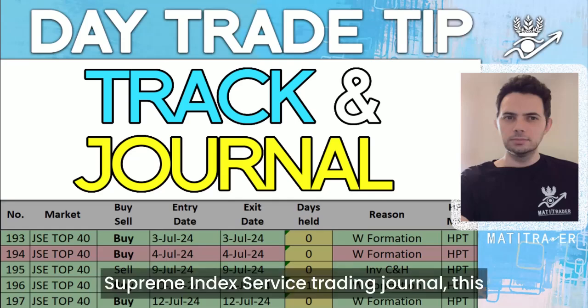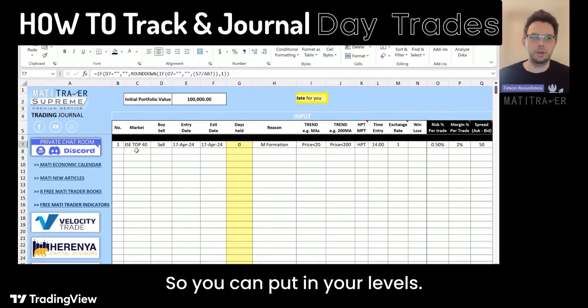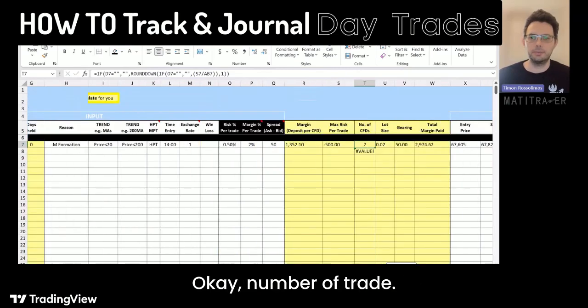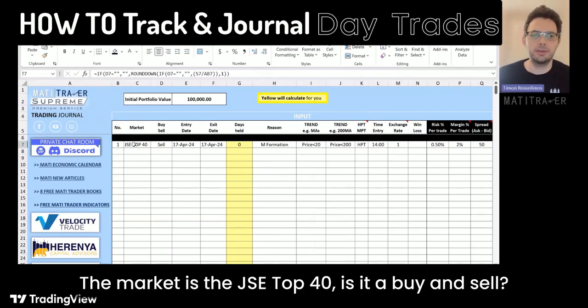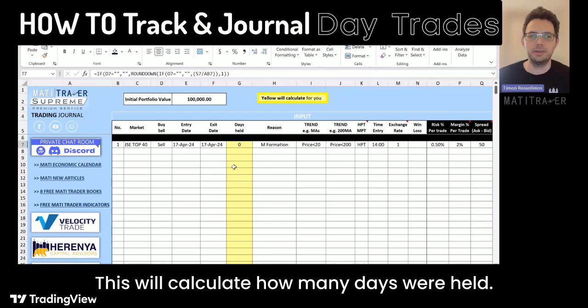Supreme Index Service Trading Journal. This version, that is all yours. So you can put in your levels, okay? Number of trade, the market is the JSE top 40. Is it a buy and sell? The entry date, the exit date. This will calculate how many days were held.